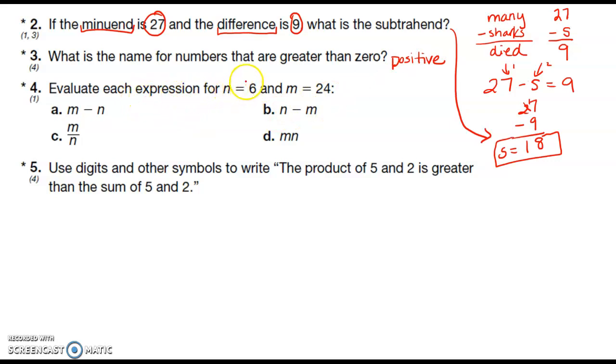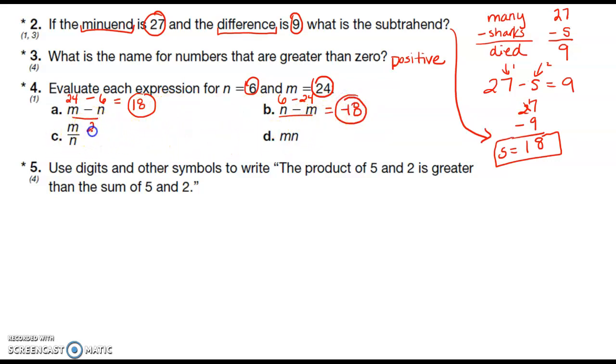Evaluate each expression for n is equal to 6 and m is equal to 24. So wherever there's an m, I'm going to put a 24. Wherever there's an n, I'm going to put a 6. So 24 minus 6 is 18. Here I have 6 minus 24. Now I know that this is going to be the opposite of this, so I don't even have to redo the problem. I just know that it's going to affect the sign. So I get negative 18.